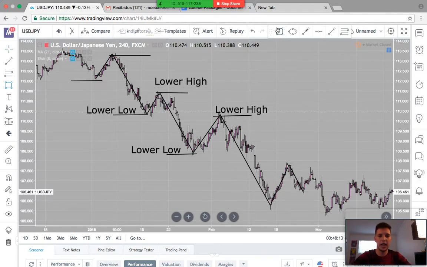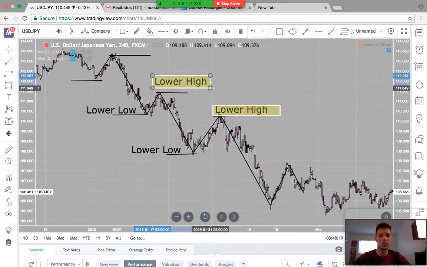We actually see that right here we have a lower high, and then right here we also have a lower high. So our lower highs are going to be entry points that we're going to be looking at to enter in the market. Now we are not entering on the H4 time frame.